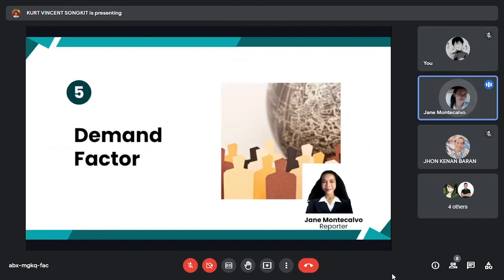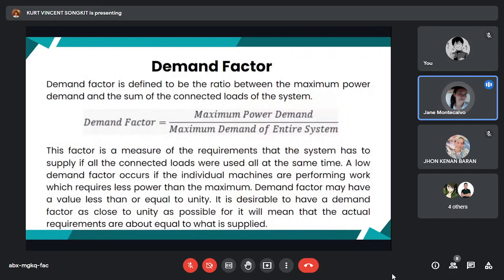As a continuation, I am Jane Montecalvo, and my task is to report what demand factor is. Demand factor is defined to be the ratio between the maximum power demand and the sum of the connected loads of the system. This can be expressed as demand factor equals maximum power demand over the sum of connected loads of the entire system. This factor is a measure of the requirements that the system has to supply if all the connected loads were used at the same time.